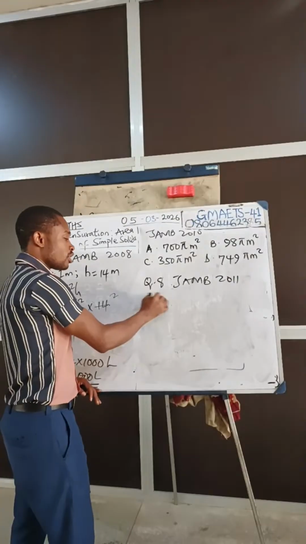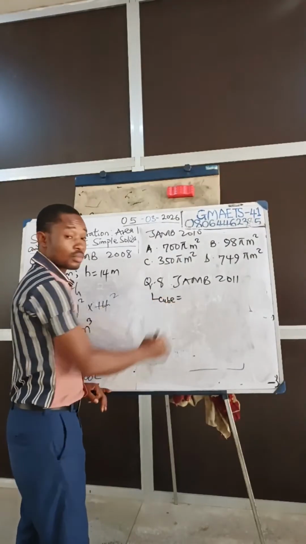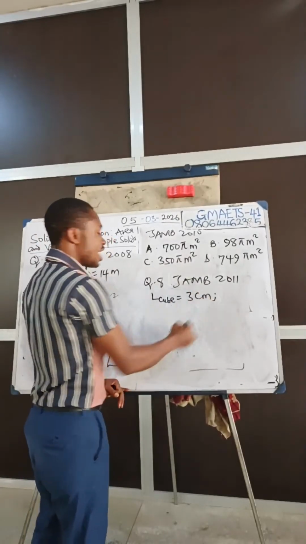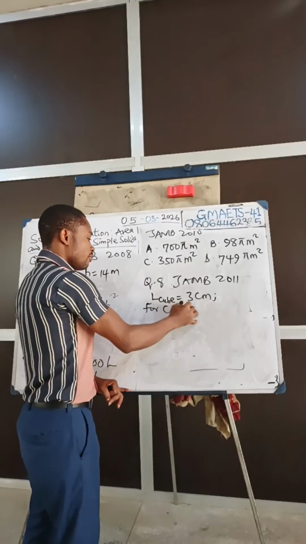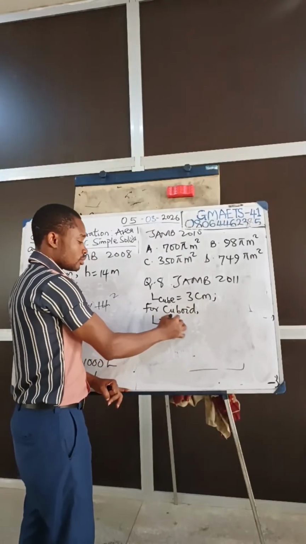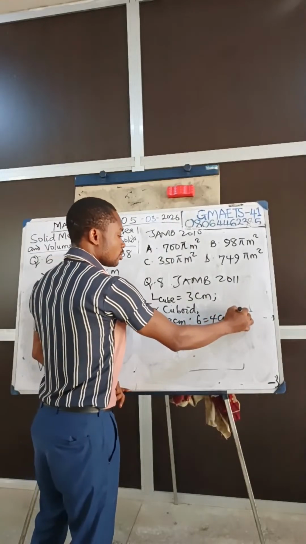For the cube, length of the cube is what? 3 cm. Now, what is the dimension of the cuboid? For the cuboid, we have length to be what? 3. Breadth to be what? 4. Height to be what?